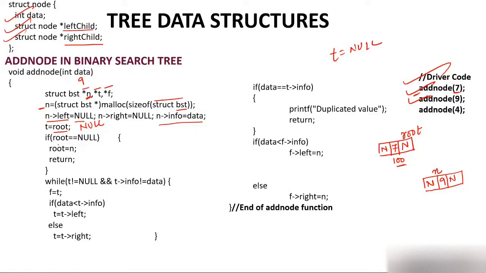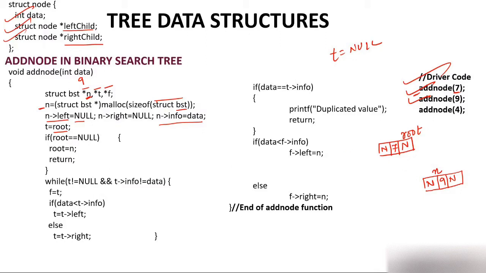Now t is equal to root. What is there in root now? Root is having the value 100. Do not get confused. Root is not having 7. Root is having 100. Root info is having 7. If I ask you what is there in root, you say 100. If I ask you what is there in root info, you say 7.